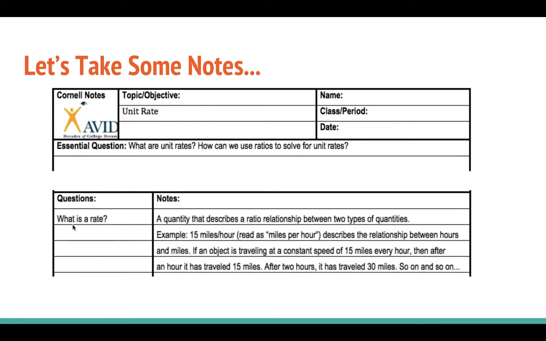So your first question is, what is a rate? It is a quantity that describes a ratio relationship between two types of quantities. So for example, 15 miles per hour. That slash there reads as per, and it describes the relationship between hours and miles. If an object is traveling at a constant speed of 15 miles every hour, then after an hour it has traveled 15 miles. After 2 hours, it has traveled 30 miles, and so on. Okay, so pause this video and copy these notes.